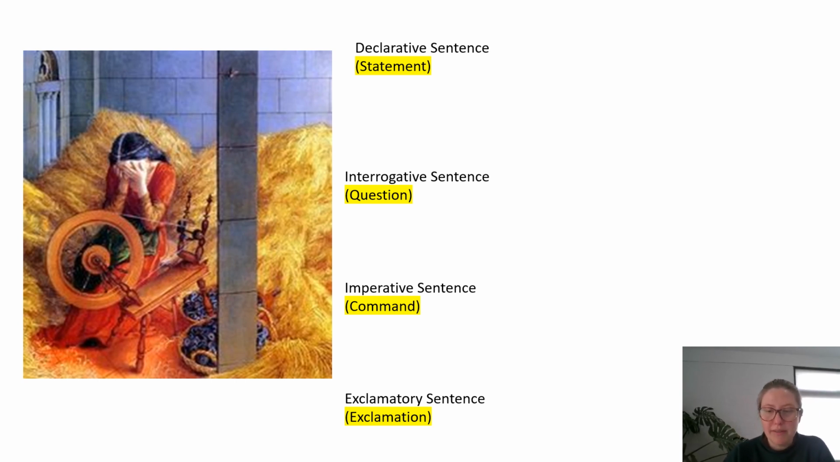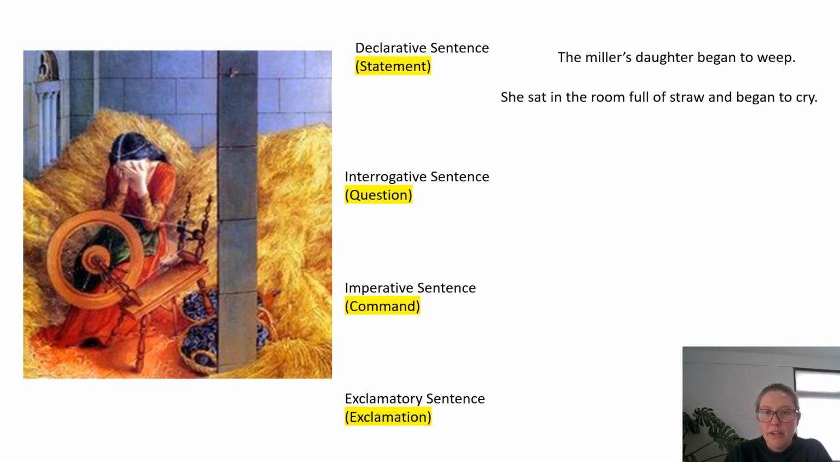So a statement could be, the miller's daughter began to weep. Or she sat in the room full of straw and began to cry. They're 2 examples of a statement sentence about this picture. Full stop at the end, capital letter at the start. Can you think of another statement sentence about this picture? I want you to say it out loud.